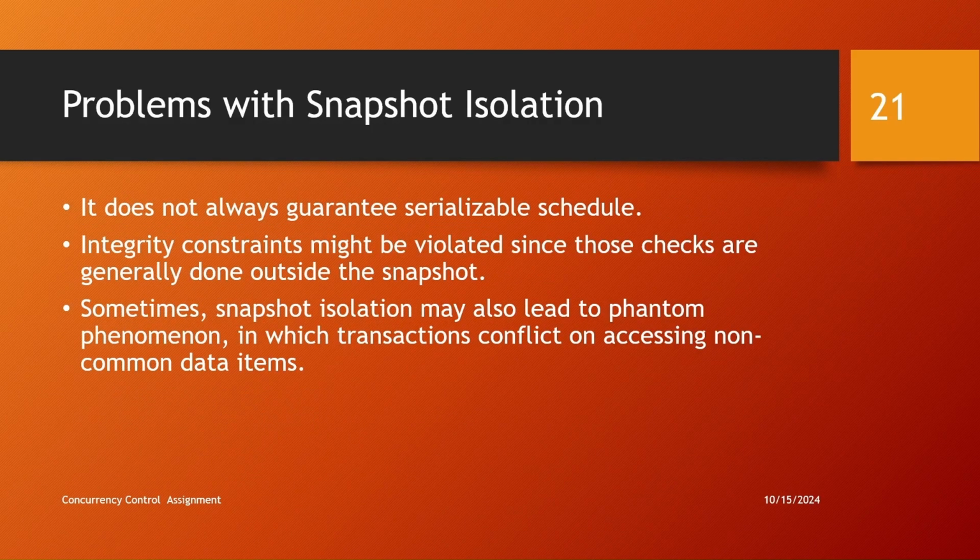Let's see where. Integrity constraints might be violated, since those checks are generally done before the snapshot is taken and after the snapshot has been updated, that is, after the transaction has been completed. Snapshot isolation may also lead to the phantom phenomenon, which means that transactions might be conflicting on non-common data items.